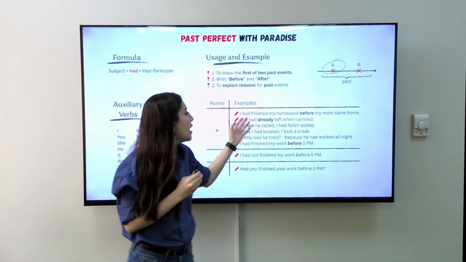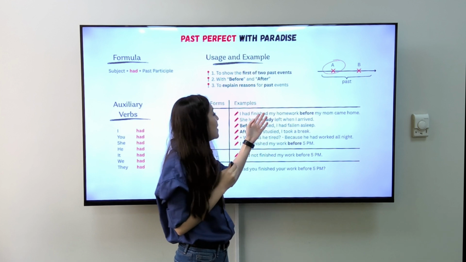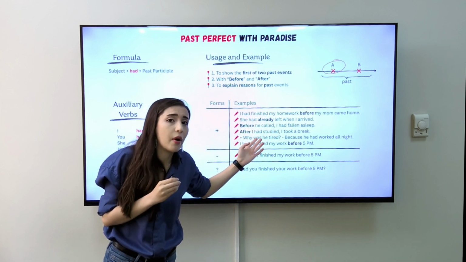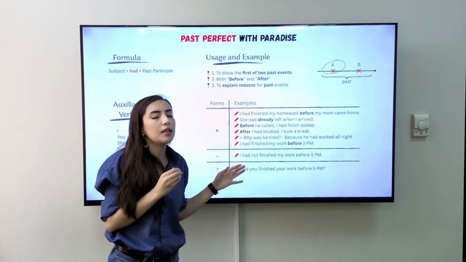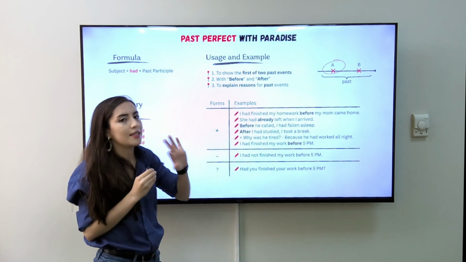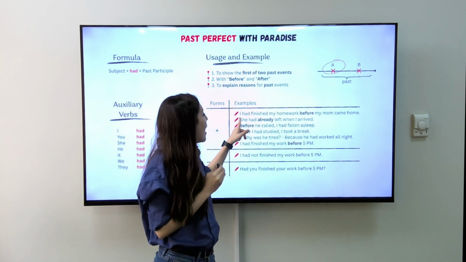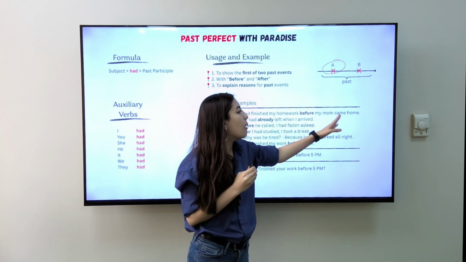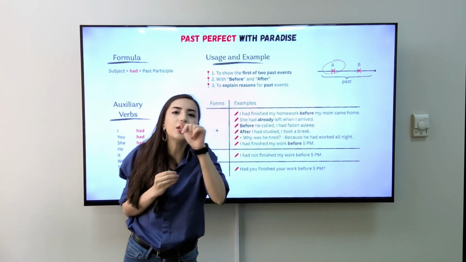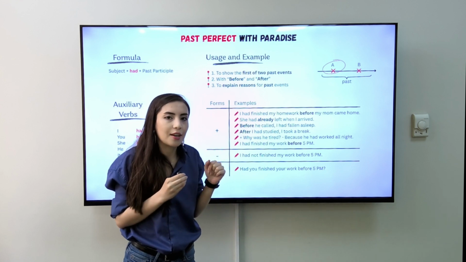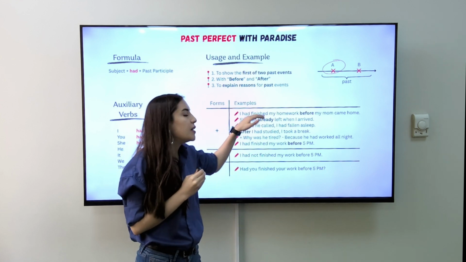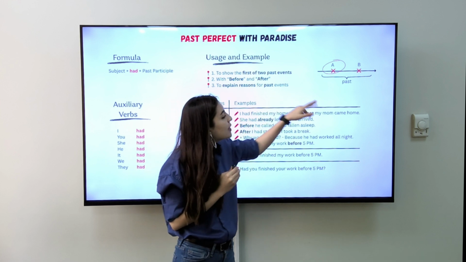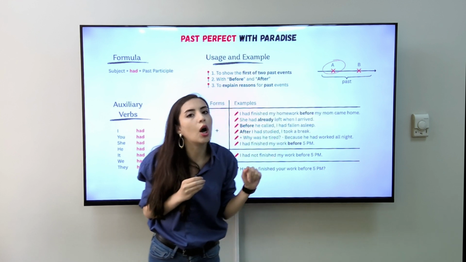So number one, I had finished. You see, finish was a good boy, so all you need to make it past participle is to add ed to that. I had finished my homework before my mom came home. So you tell me, what was the first action? The first action was finishing the homework, or the first action was mom coming home?